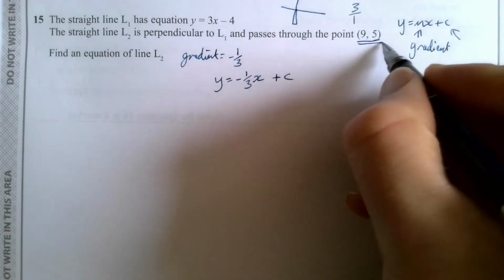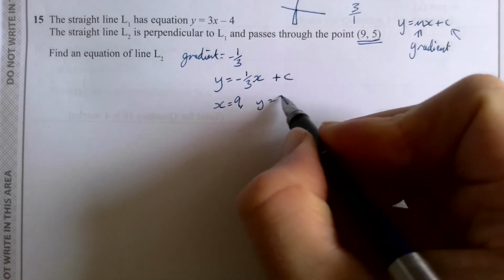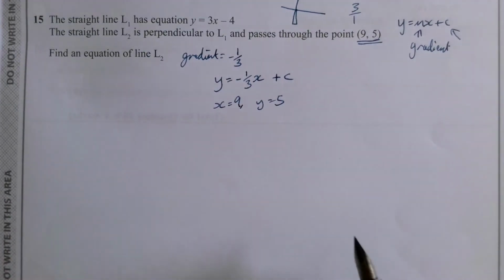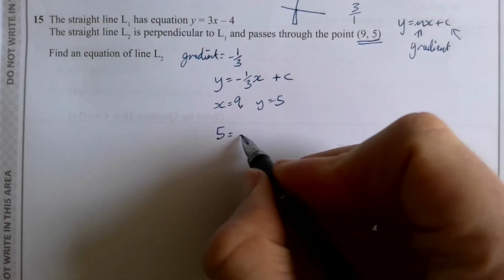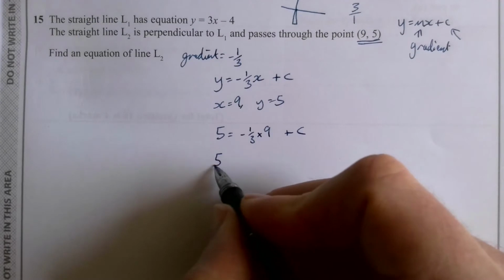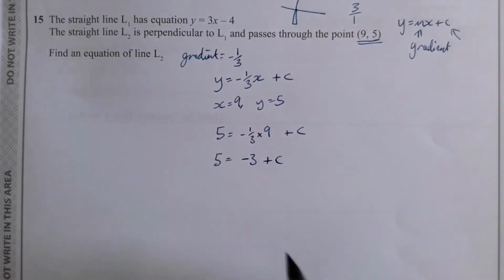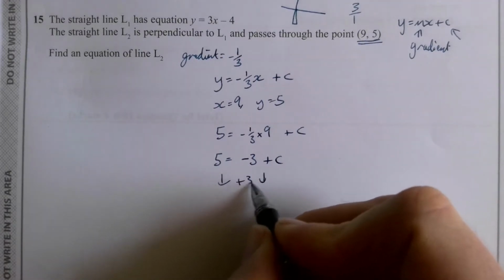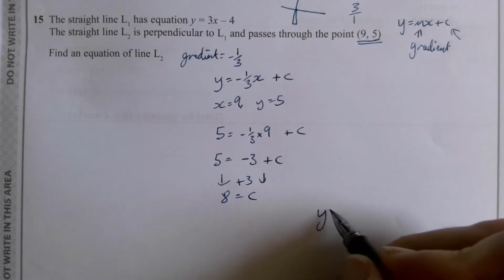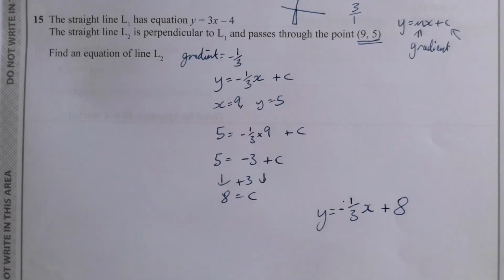Now, I know 1 point for line 2. On that point, x equals 9 and y equals 5. So I'm going to substitute those into this equation to find out what c should be. 5 equals minus a third times 9 plus c. A third of 9 is 3, so times it by negative would be negative 3. Then if I add 3 to both sides, I get that 8 equals c. Therefore, my final answer is going to be y equals minus a third x plus 8.